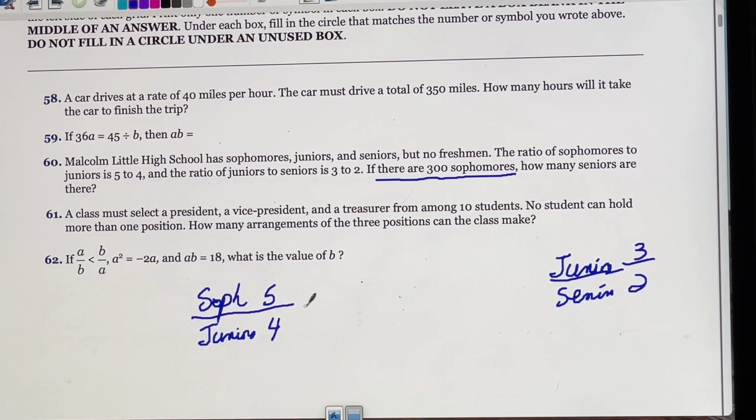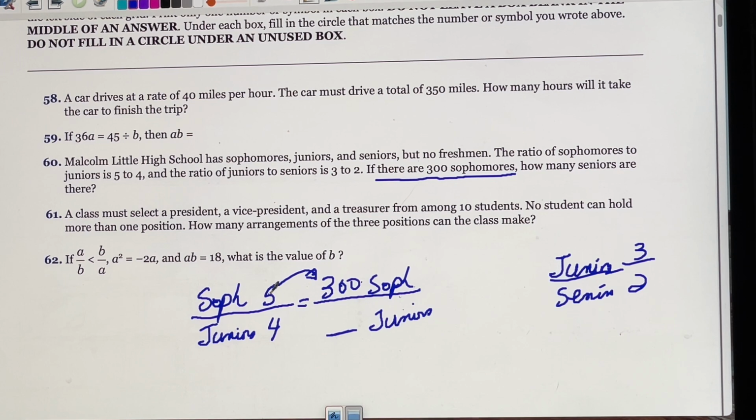Well, if there are 300 sophomores, and again, sophomores on the top, juniors at the bottom, right? So we can write 300 over here, set up a proportion again, and we're looking for the number of juniors. This one is easy, right? Because we can find a relationship between 5 and 300, it's times 60. So at the bottom would be times 60. So we have 240 juniors.